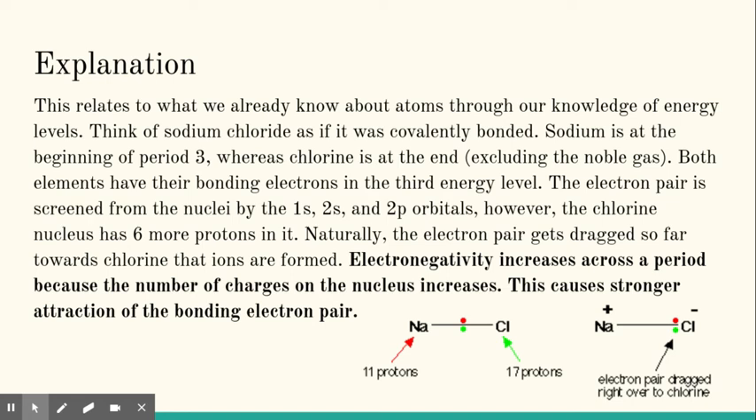The electron pair is screened from the nuclei by 1s, 2s, and 2p orbitals. However, the chlorine nucleus has 6 more protons in it. Naturally, the electron pair gets dragged so far towards chlorine that ions are formed. Electronegativity increases across a period because the number of charges on the nucleus increases. This causes stronger attraction for the bonding electron pair.